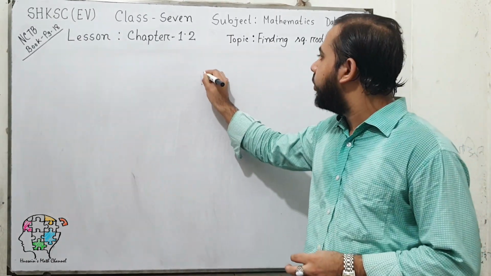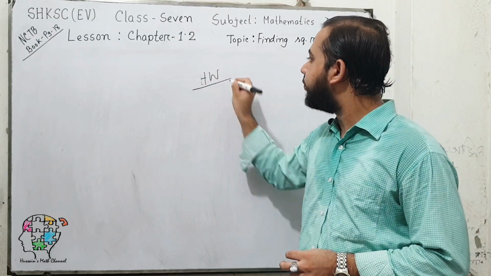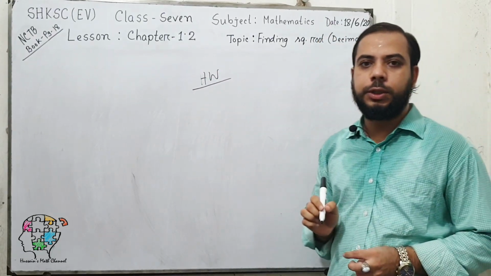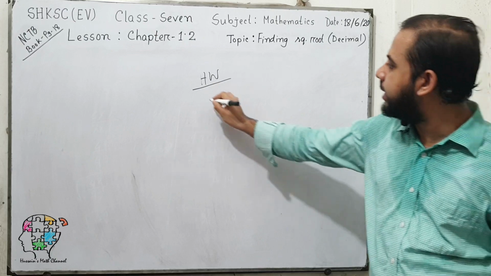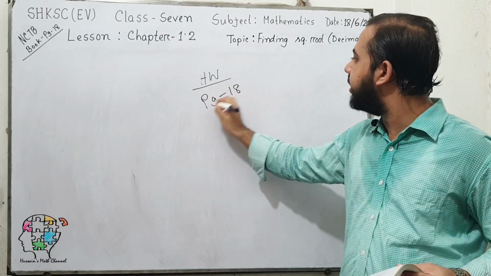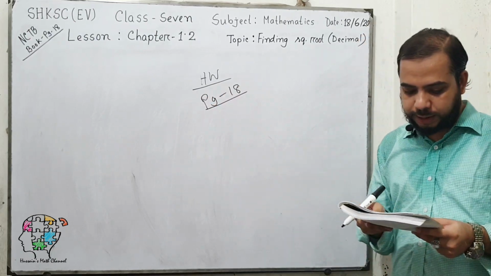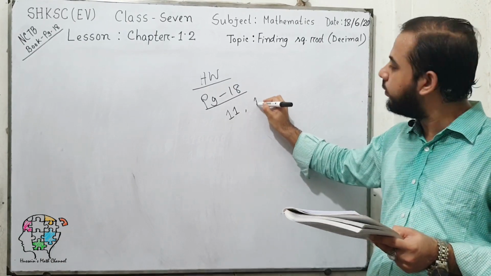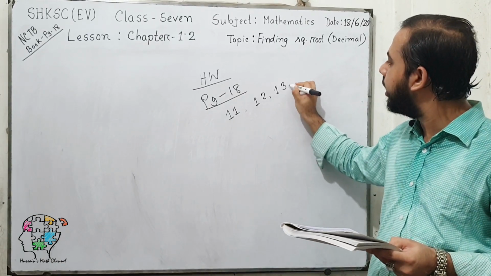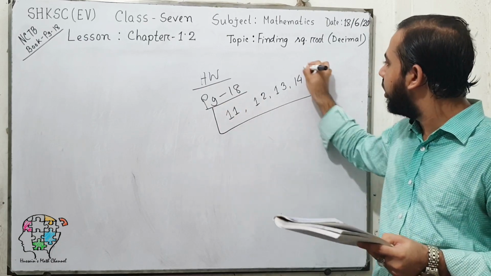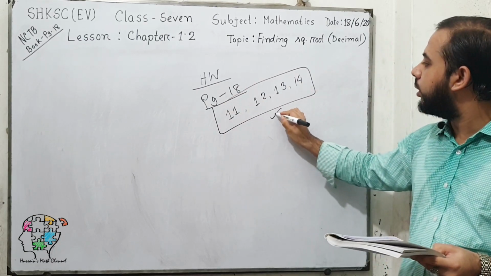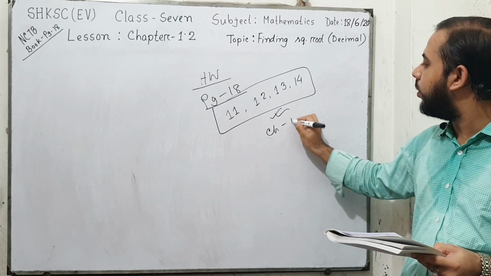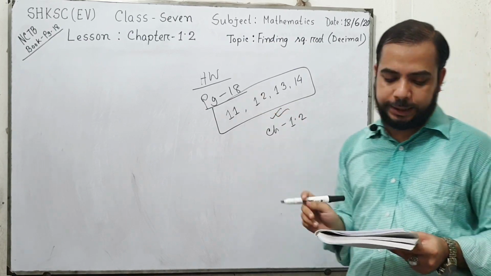Now there will be some homework for you. For your homework, you will do from page number 18. Page number 18, you will do question number 11, 12, 13 and 14. These 4 questions will be your homework from chapter 1.2 and page number 18.